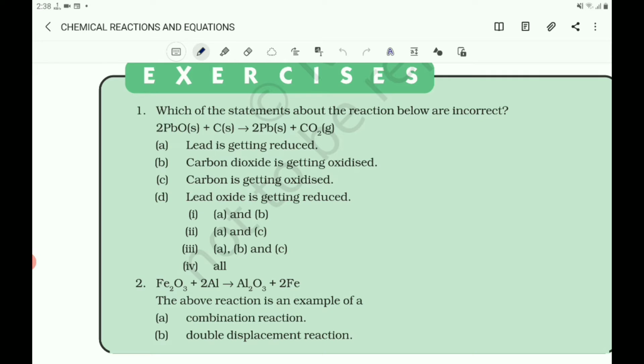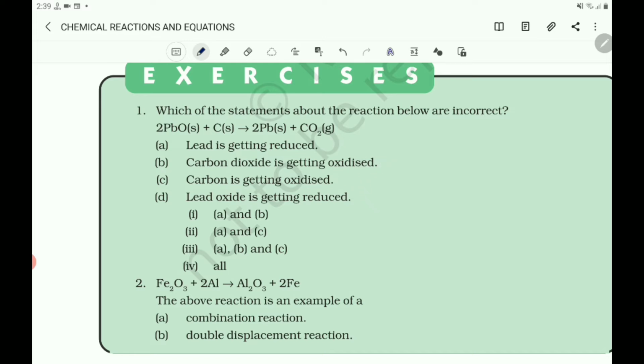Now the first question. Which of these statements about the reaction below are incorrect? 2PbO plus C gives 2Pb plus CO2. Lead oxide reacts with carbon to give lead and carbon dioxide. This is the given reaction. Here there are 4 statements. Lead is getting reduced, carbon dioxide is getting oxidized, carbon is getting oxidized, lead oxide is getting oxidized.